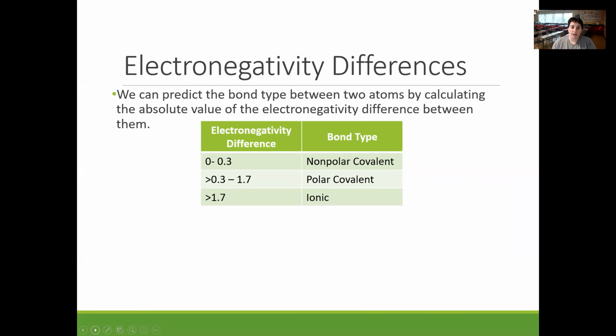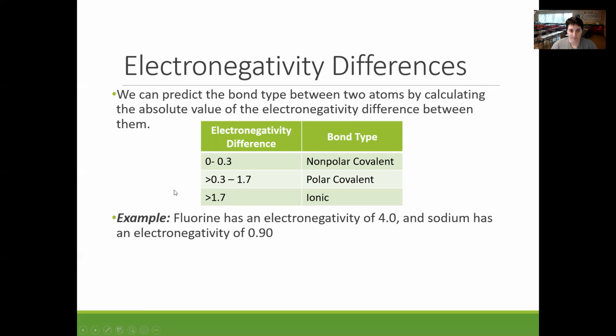So we can predict the bond type between two atoms by calculating the absolute value, which means no negative numbers. So if you get a negative number, just chop it off. Make it the absolute value of the electronegativity difference between the atoms in the bond. So definitely make sure you write down this table.